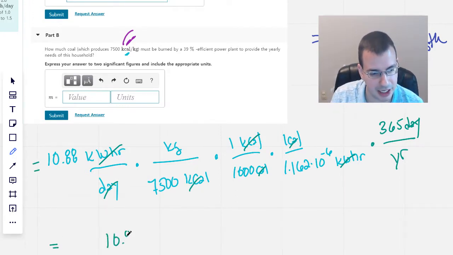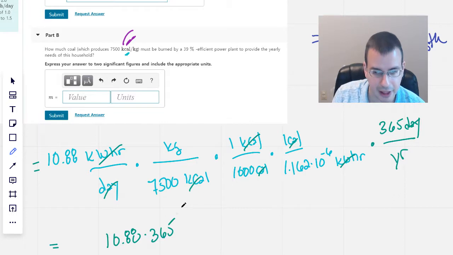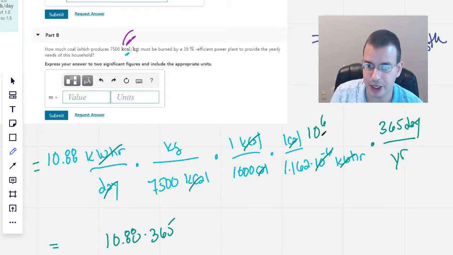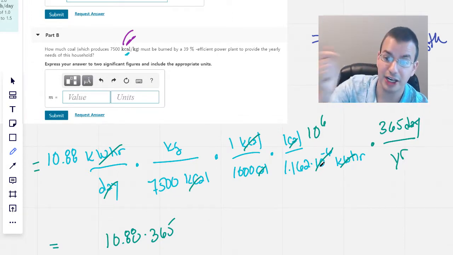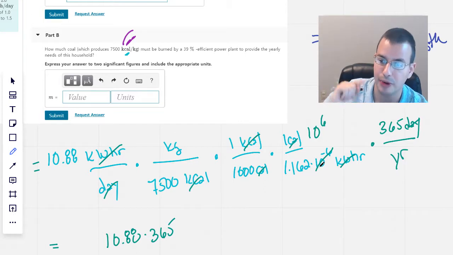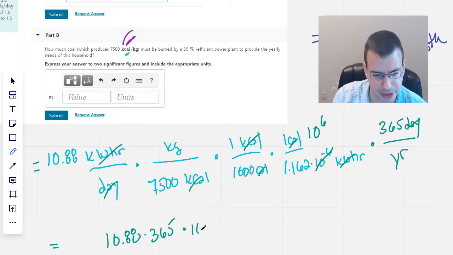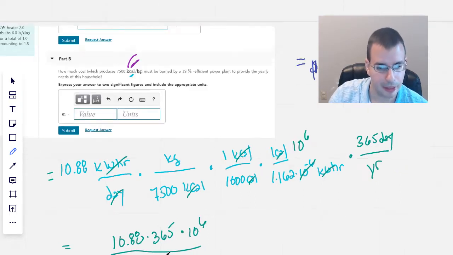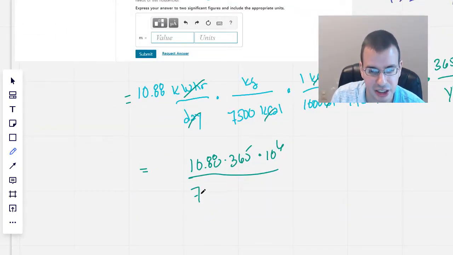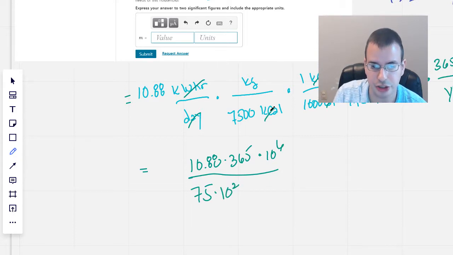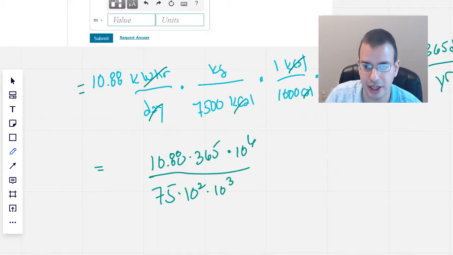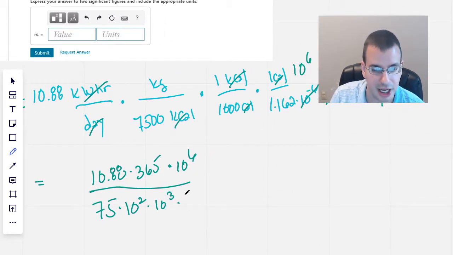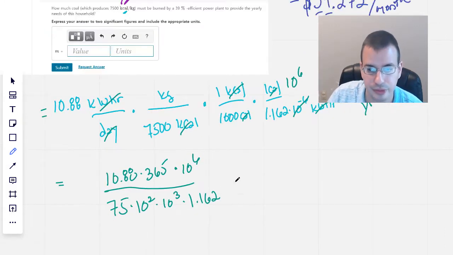So we have 10.88 times 365. I'm going to move this 10 to the negative 6 to the top. Dividing by 1 times 10 to the negative 6 is the same as multiplying by 10 to the 6th, so I'm going to put that on top. I'm going to write this as 75 times 10 squared, because there's 2 zeros. I'm going to multiply that by 10 to the third, because kilo, that's 1,000, is 10 to the third, times 1.162. I think that's all.